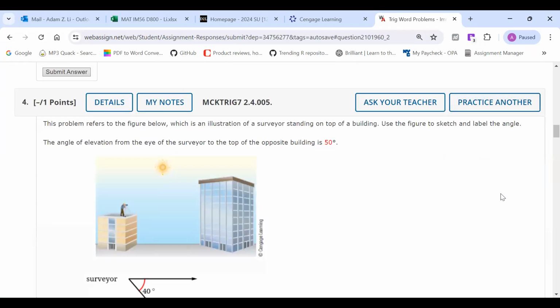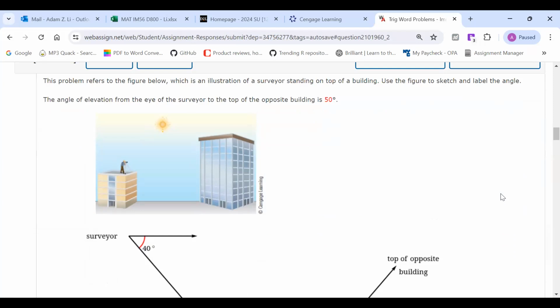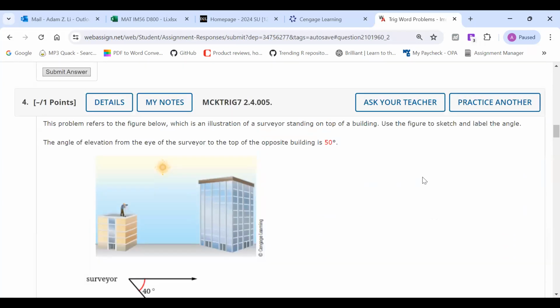All right. Let's see. Angle of elevation. Okay, this one is about angle of elevation. So the problem refers to the figure below. Elevation is looking up, right? To the top of the building. So let me screenshot this, and guys, try this really quickly.